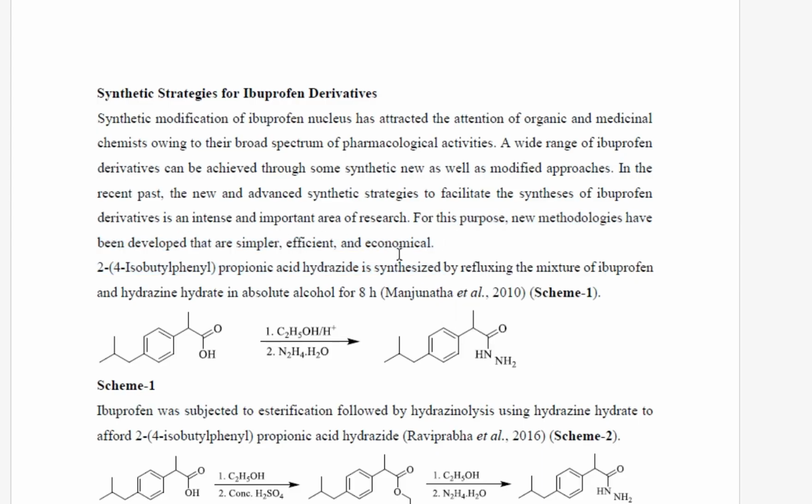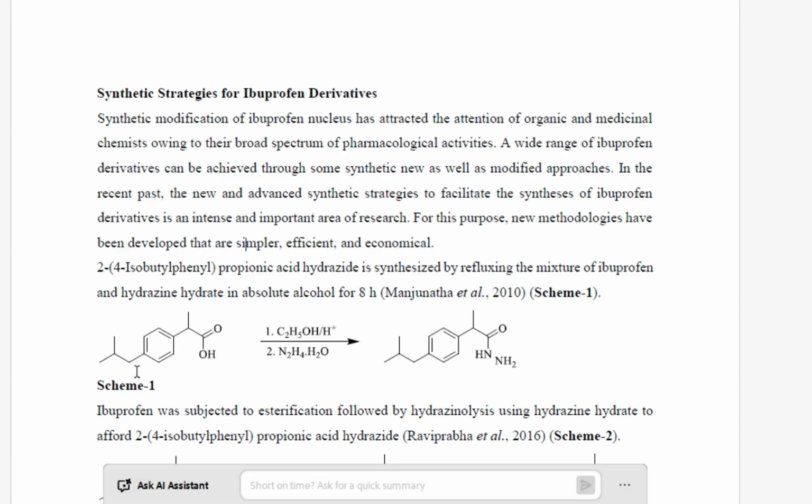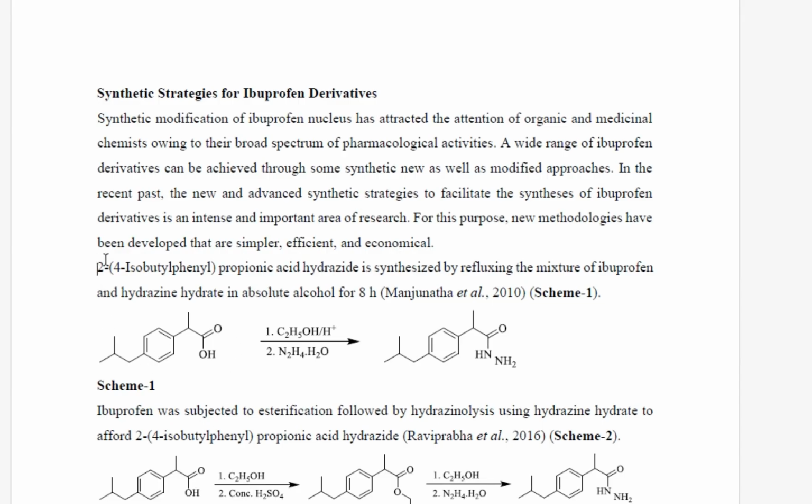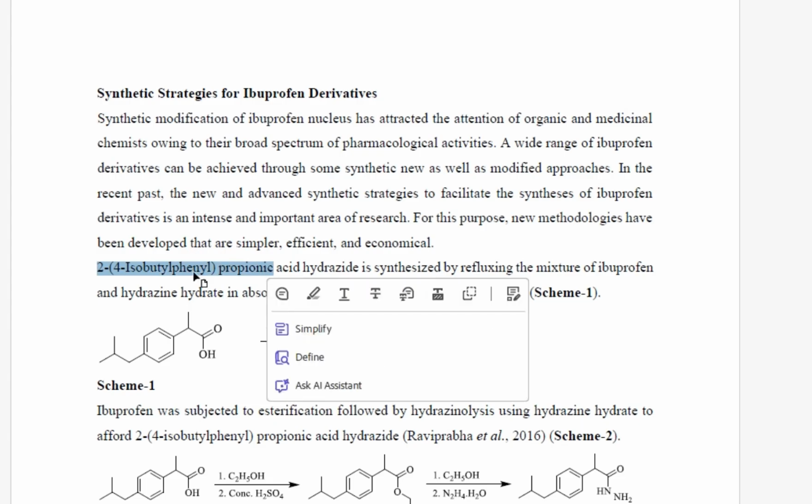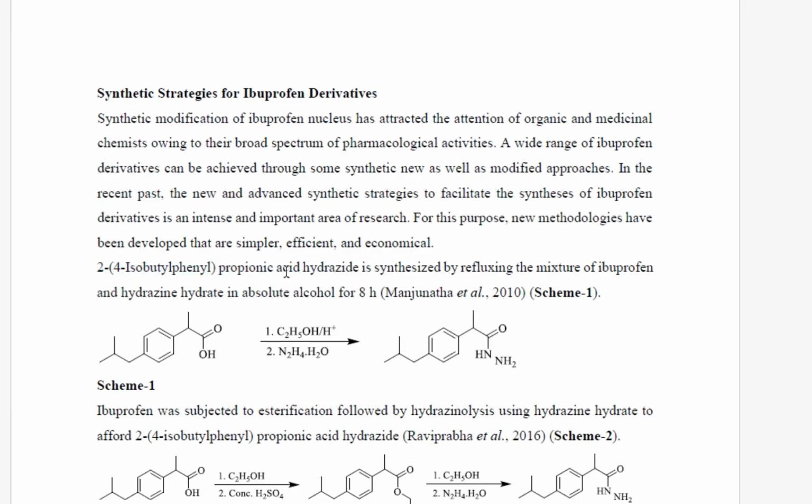The first synthetic scheme started from 4-isobutyl phenyl propanoic acid, and further it was converted through the reaction of ethanol plus an acid. First esterification was done, then after esterification hydrazine hydrate was used, by refluxing a mixture of the ibuprofen ester and hydrazine hydrate in absolute ethanol for 8 hours.